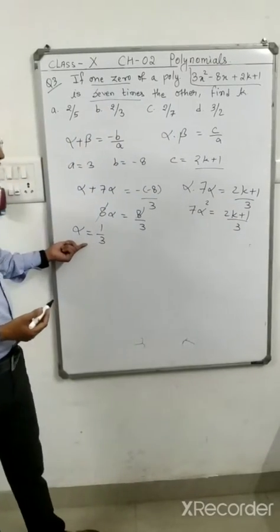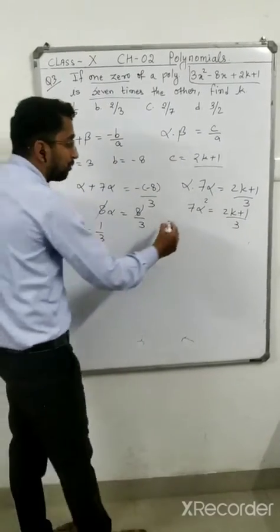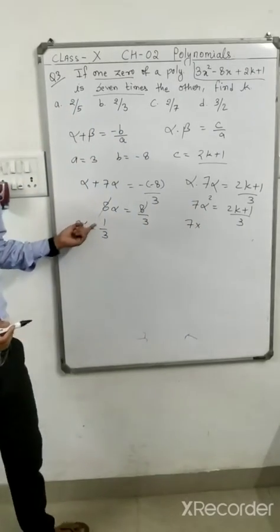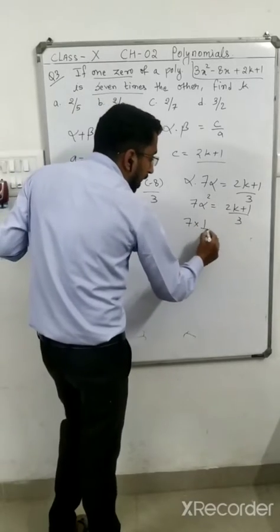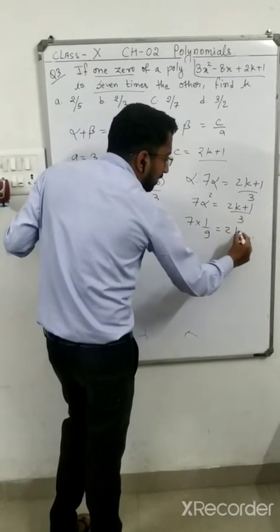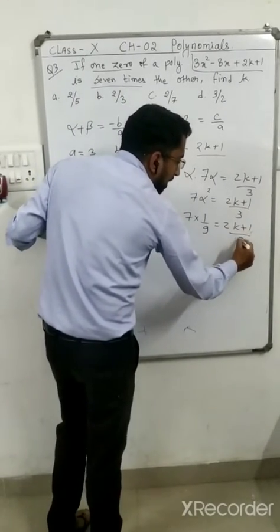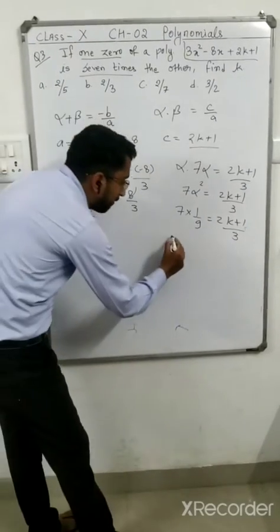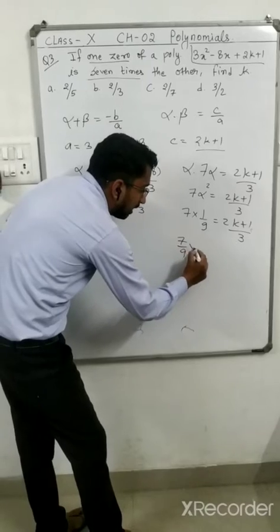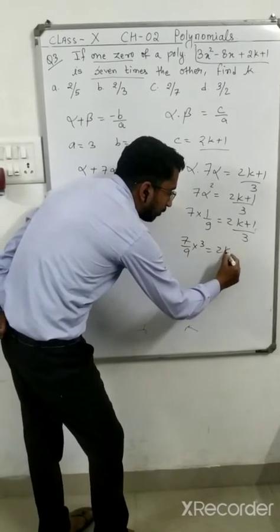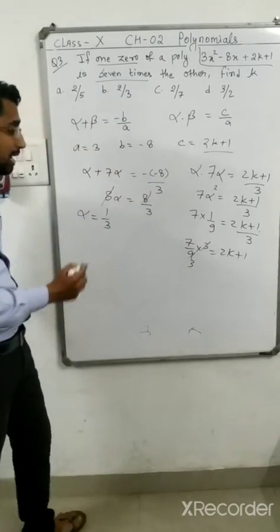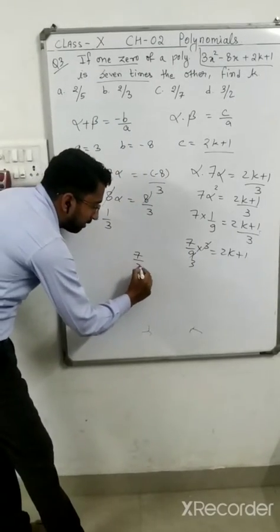We know the value of alpha, so we will substitute. So 7 into alpha square. So 1 square is 1, 3 square is 9. So I can make it 7 by 9 in the next step, equals (2k plus 1) upon 3. Let us now transpose. I am left with 7 by 9 into 3 equals 2k plus 1. So 3 ones are 3, 3 threes are 9. I am left with 7 by 3.